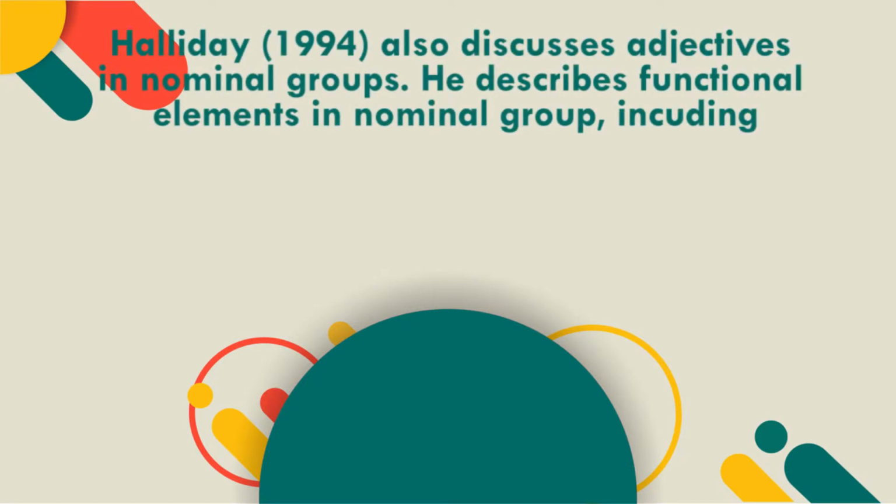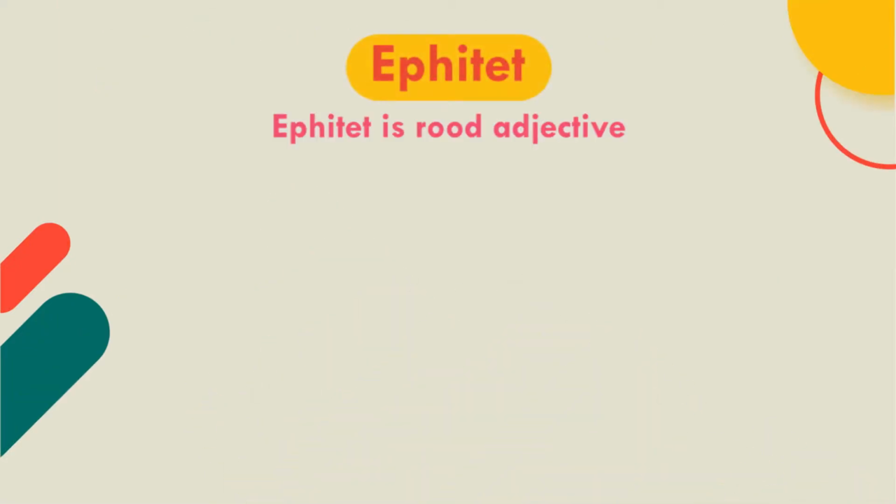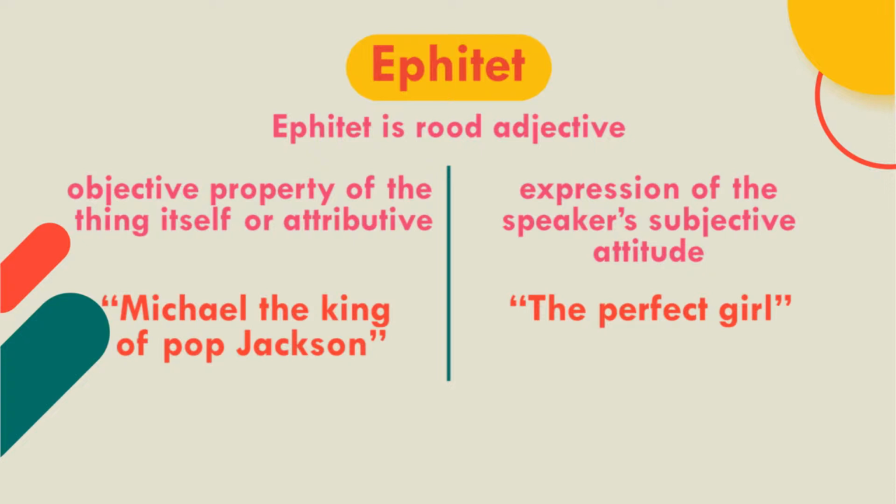Halliday also discusses adjectives in nominal groups. He describes functional elements in nominal group including deictic, numerative, epithet, and classifier. Now, what is epithet? Epithet is root adjective. Epithet may be an objective property of the thing itself or attributive. For example, Michael Jackson, the king of pop. It also may be an expression of the speaker's subjective attitude towards it. Example, the perfect girl.